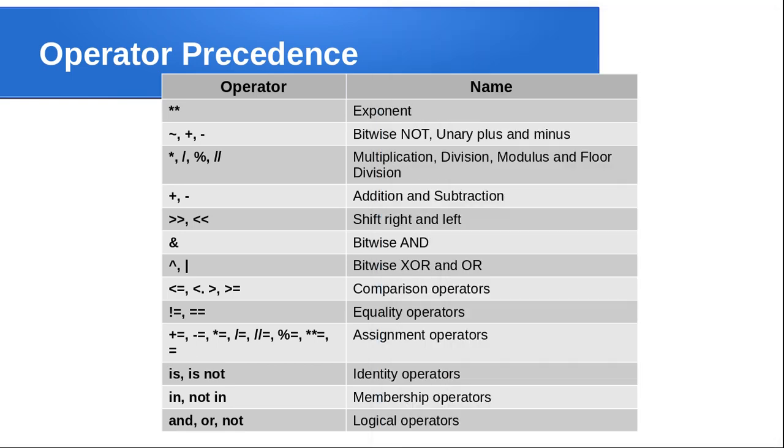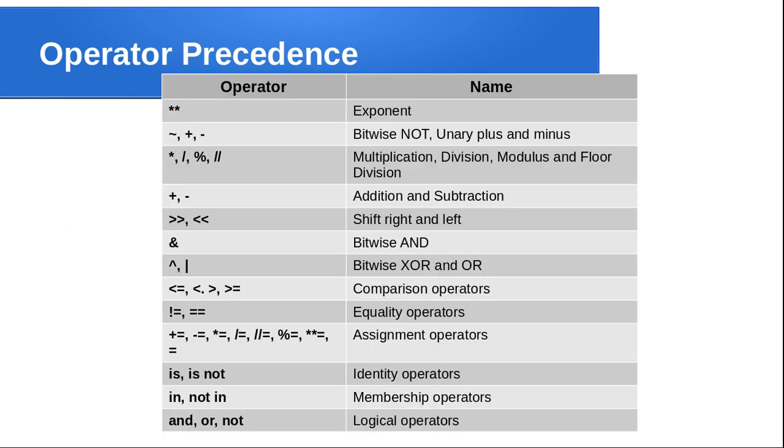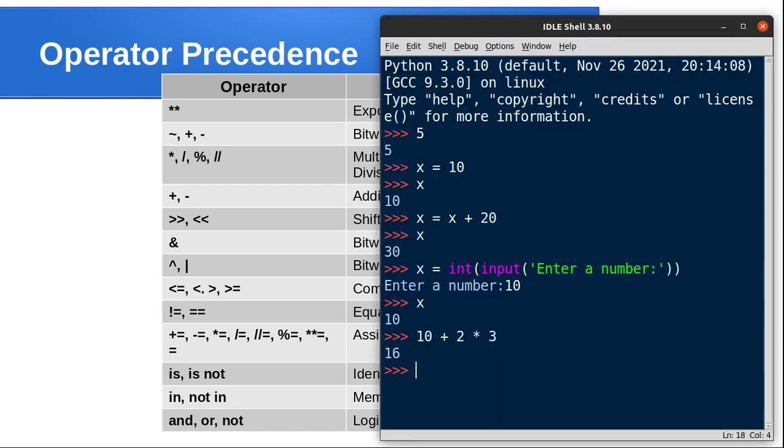So this is operator precedence. When an expression contains more than one operator, and this is very important, the order of evaluation depends on the order of operations, from highest priority to lowest priority. One more example we can give: 2 to the power of 3 into 2.